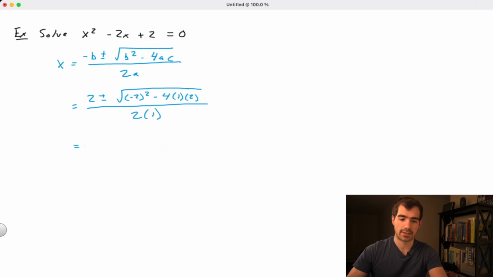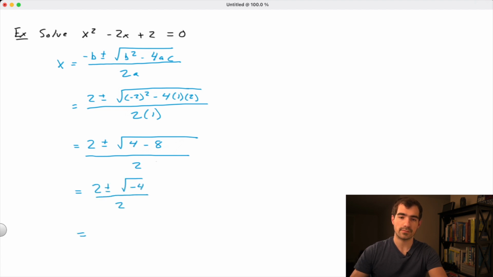Then doing the arithmetic, this gives us 2 plus or minus the square root of -2 squared, or 4, minus 4 times 2, or 8, all divided by 2. 4 minus 8 is going to give us a -4. And we now know that the root of -4 can be rewritten as the root of -1 times the root of 4, or root 4 times i. And so we'll have 2 plus or minus root -1 times root 4 divided by 2.